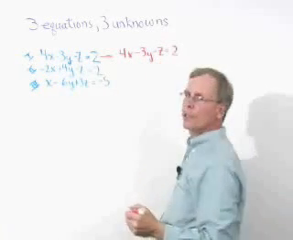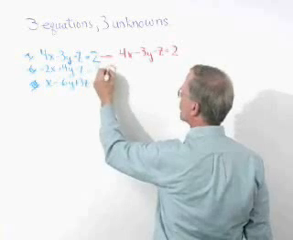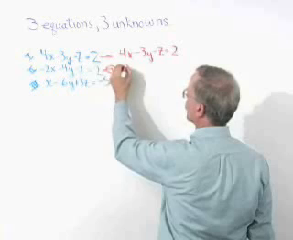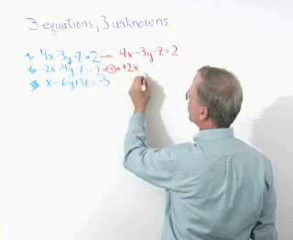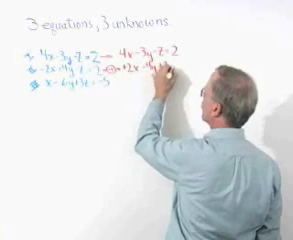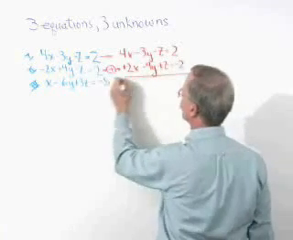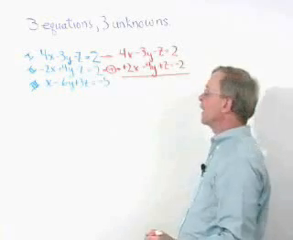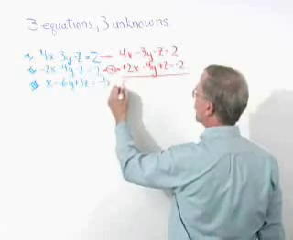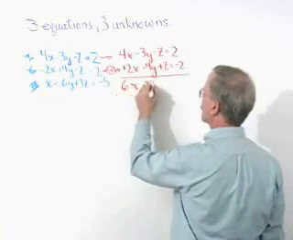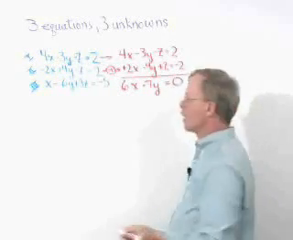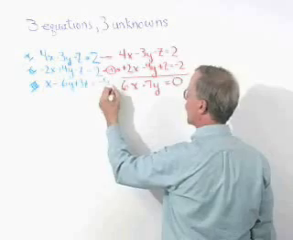So we'll make no changes to that. But we will multiply this one by negative 1. And that will make it 2x minus 4y plus z equals negative 2. Now adding helps a little bit because one of the variables is going to add away. We'll end up with 6x minus 7y equals 0. Let's call this equation A.